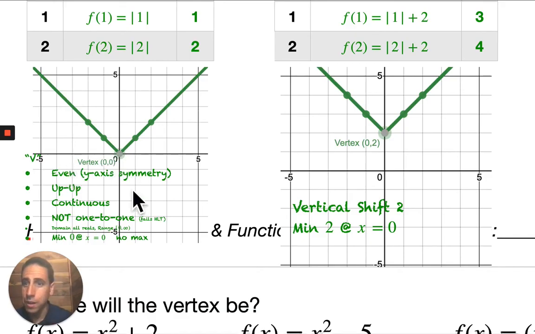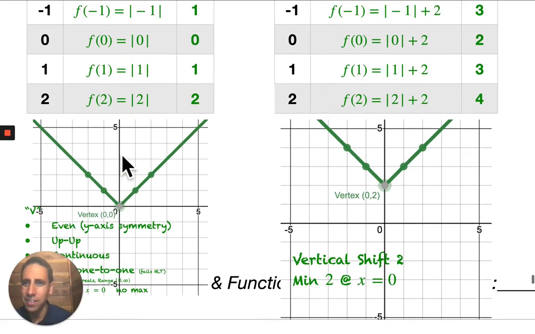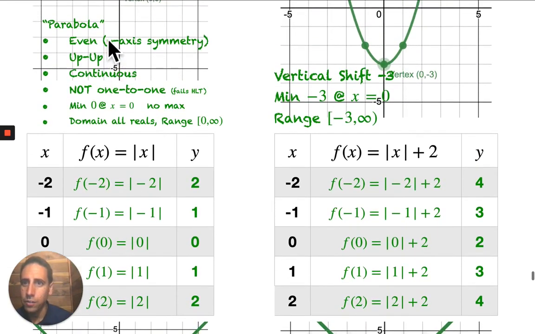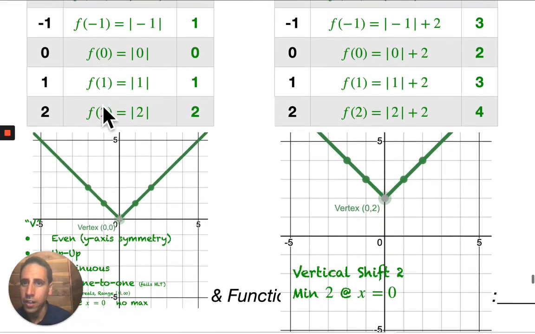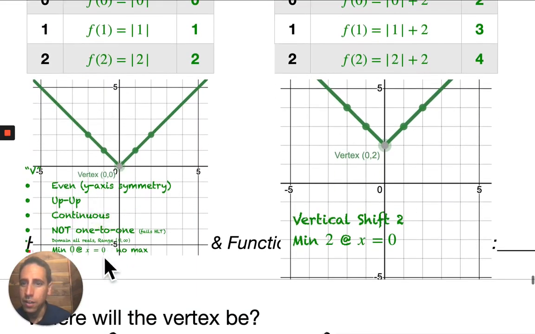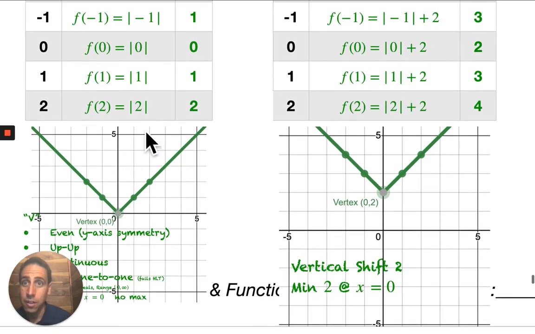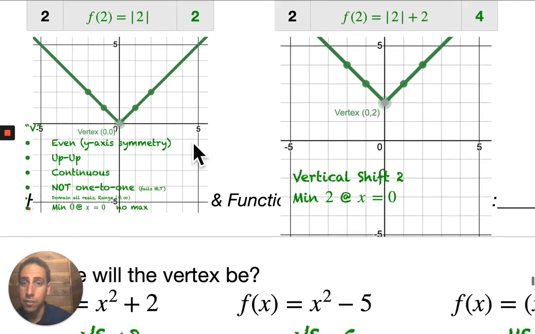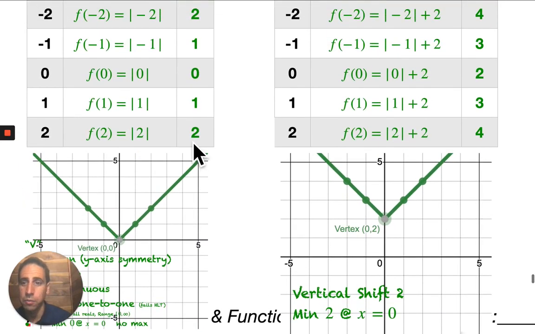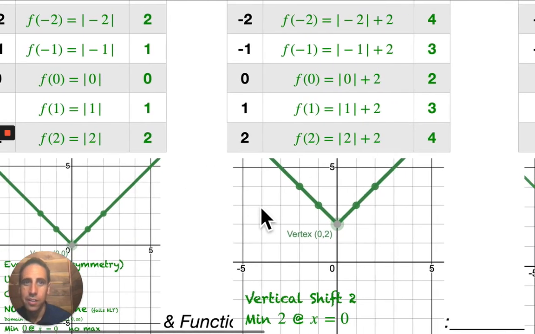The domain is all real numbers. Wow, this is like exactly the same. All these features right here are exactly repeated down here. The minimum y value is 0 right here, when x is equal to 0 on this table, and there's no maximum. Okay, so all the properties are the same. It's just like straight instead of curved.